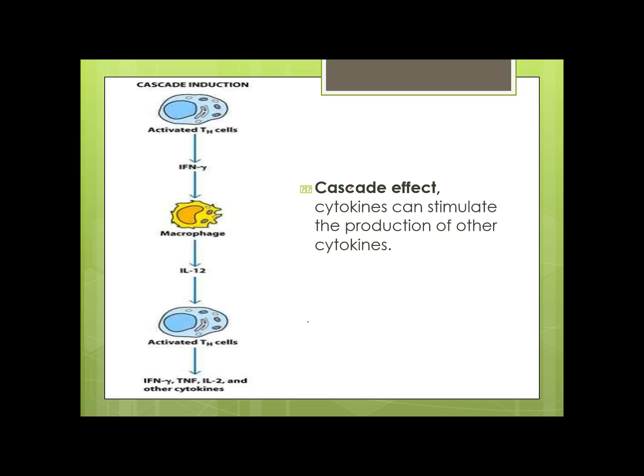Now there is a so-called cascade effect. Now ano ba tong cascade effect na to? In a cascade effect, cytokines can stimulate the production of other cytokines. So an example of this is your CPC. It would secrete the cytokine interferon gamma. Now, the cytokine interferon gamma would have the target cell macrophage.